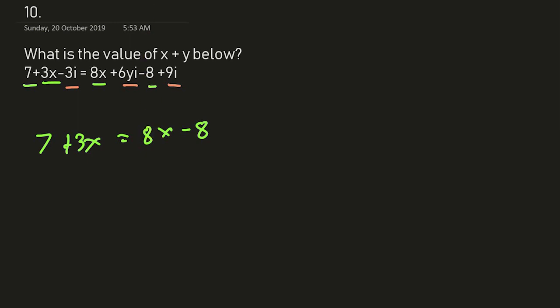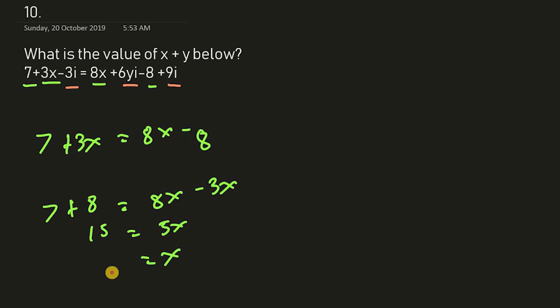So, we can now solve for the value of x since isa lang yung variable dito. So, transpose 3x on the other side. That would be 8 plus 7. That would be equal to 8x minus 3x. That would be 7 plus 8. So, 8x minus 3x is 5x. This would be equal to 15. 15 divided by 5, so now x is equal to 3. Now, let's solve for the other equation. That's negative 3i, yung mga imaginary numbers, is equal to 6yi plus 9i.